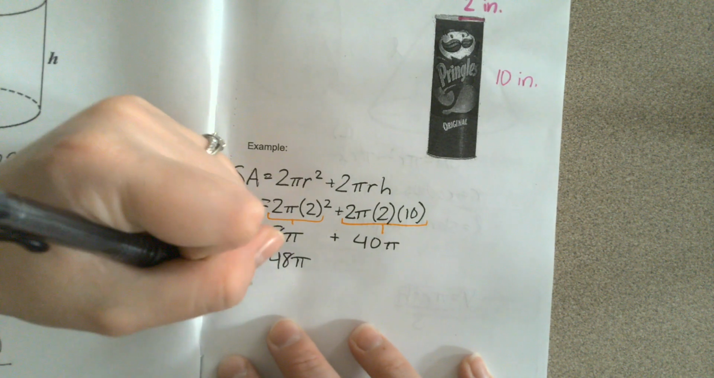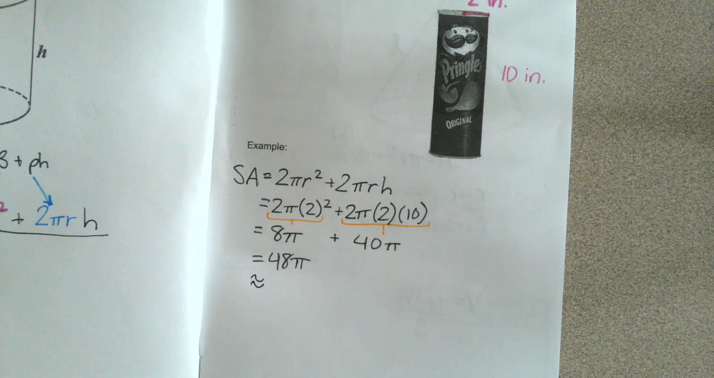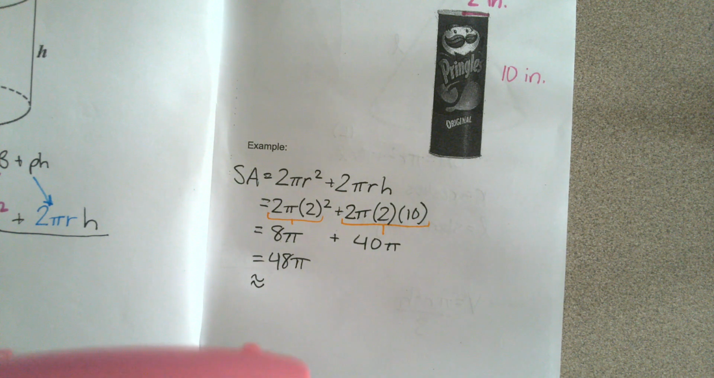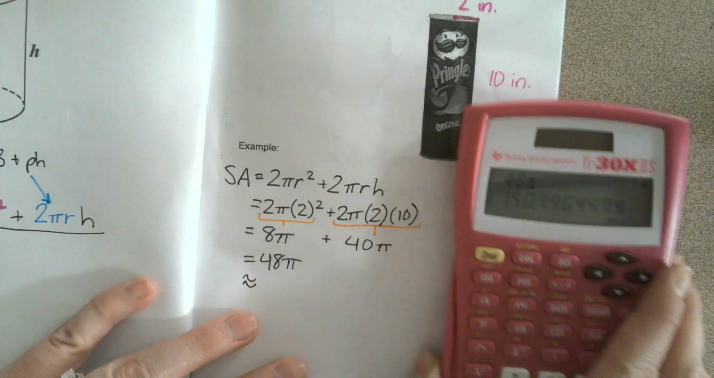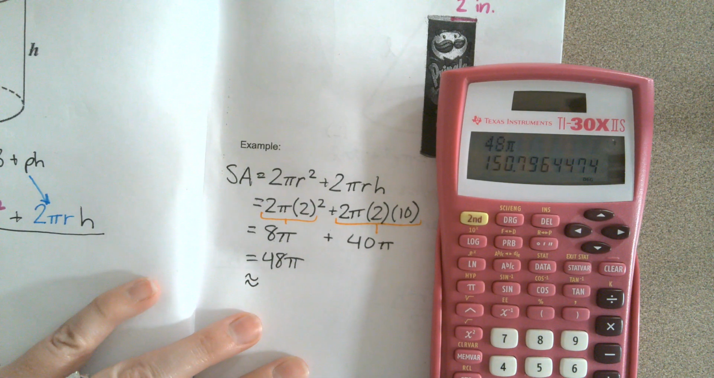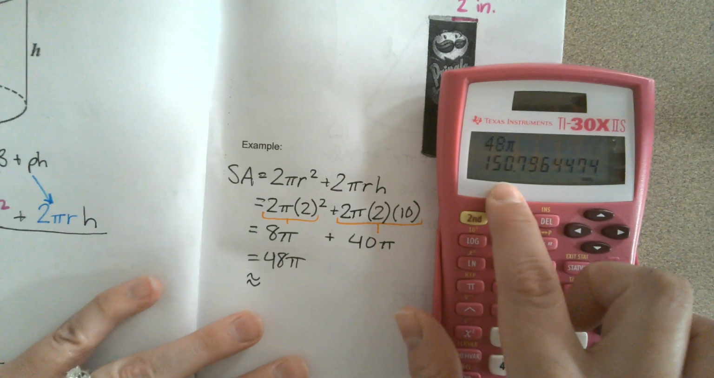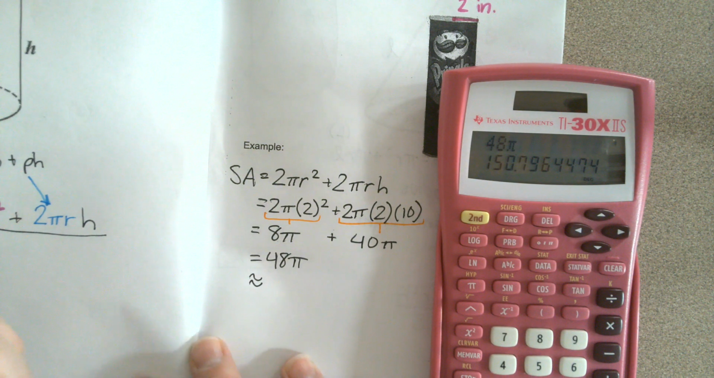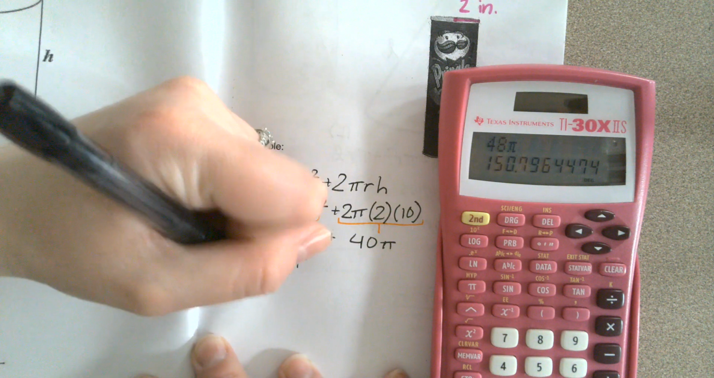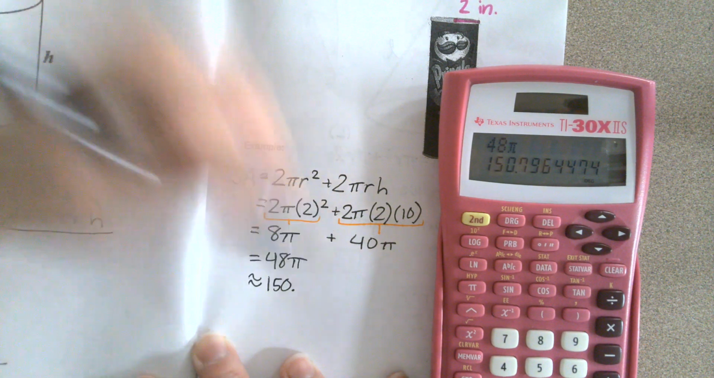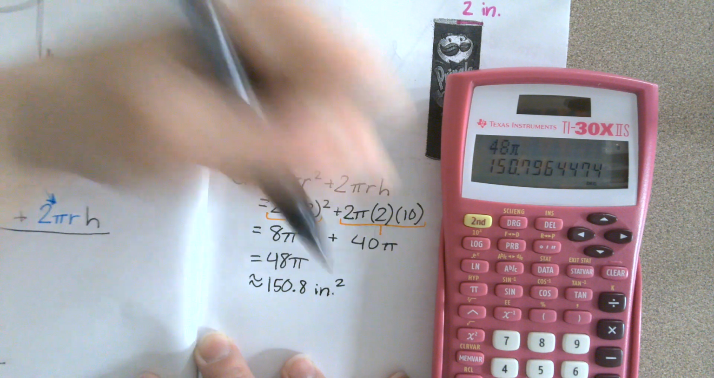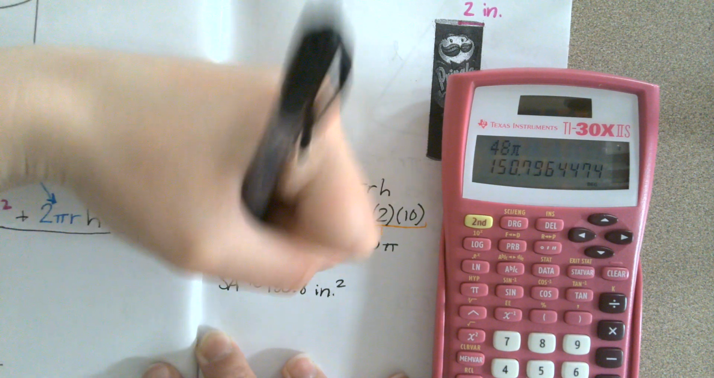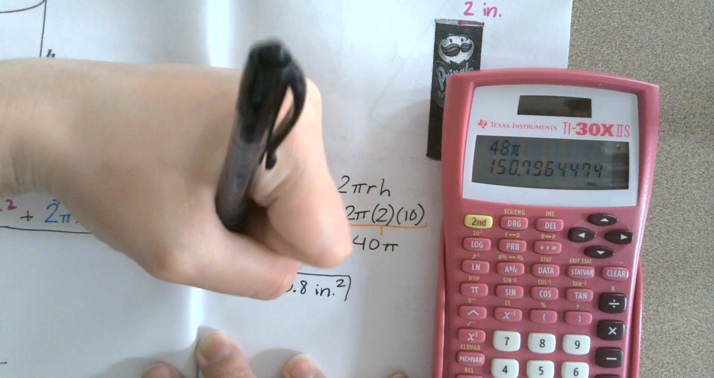Now I just need to see what that is as a decimal. So I'll put 48 pi into my calculator. Depending on your calculator, you might have to write it as 48 times pi. But whichever way, you should get this as your final answer. If we round to the nearest tenth, that gives us 150.8 inches squared. Since we are doing surface area, our units are squared.